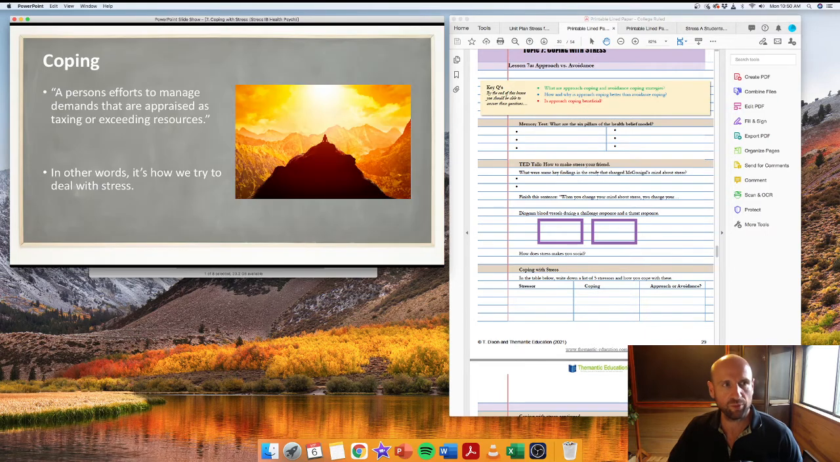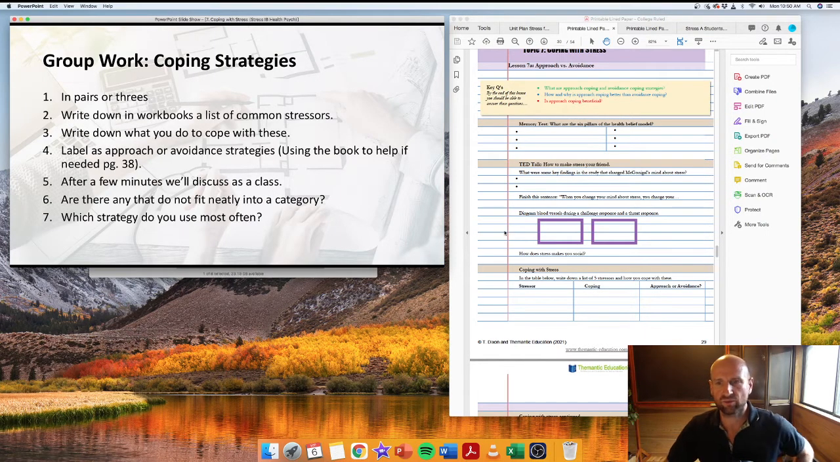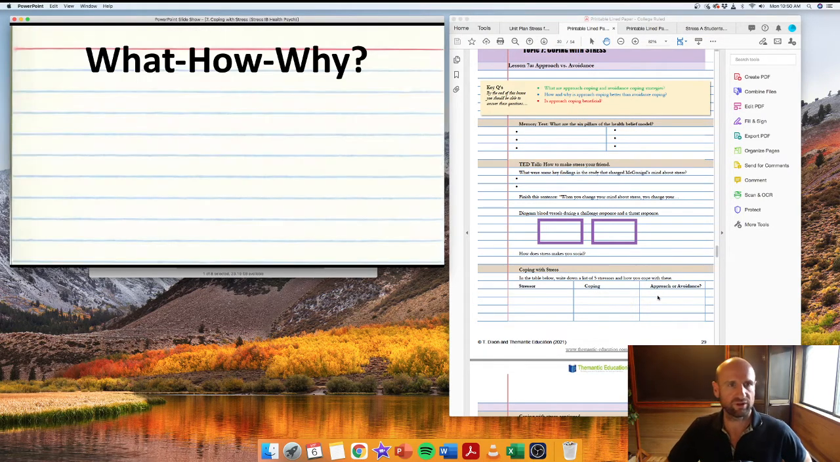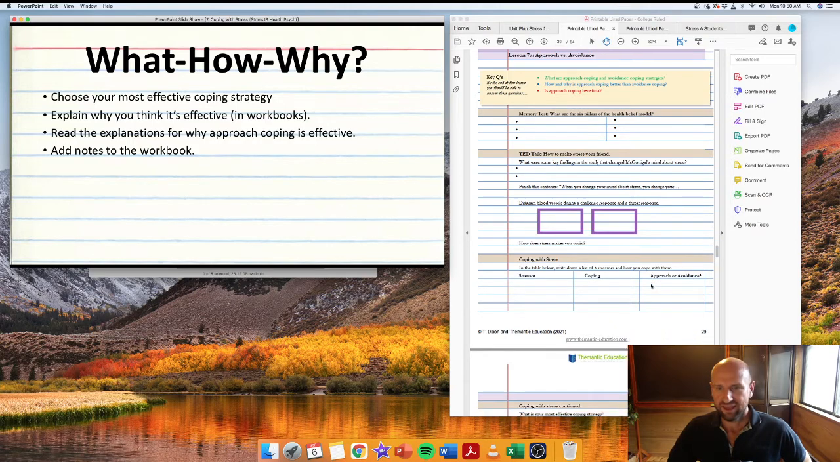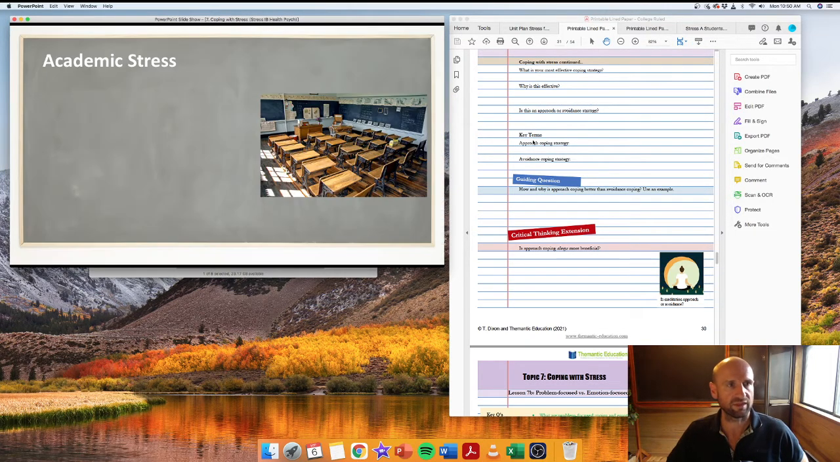Can they discuss what coping is? And then we can explain using the slides. Now here, they're going to write down their coping strategies and then try to label them: are they approach or avoidance? And then in this workbook, what's the most effective, can they explain why it is effective, and is that an approach or avoidance strategy? And then they can write their key terms.